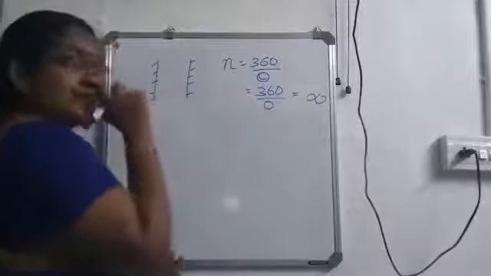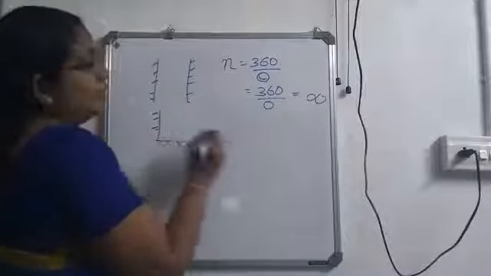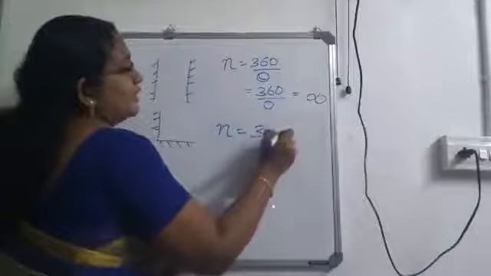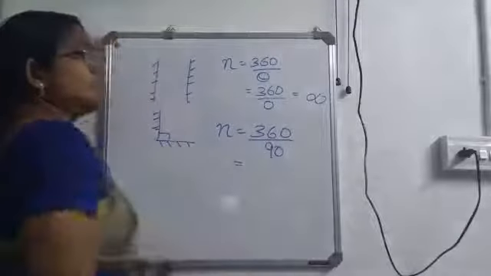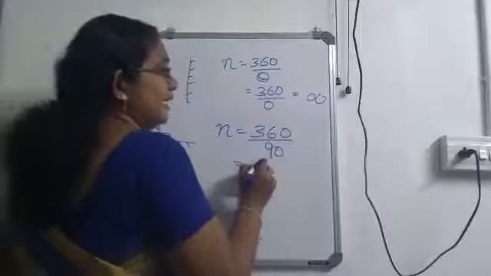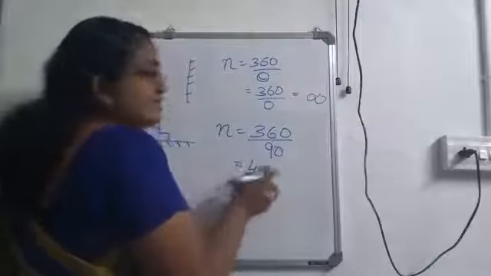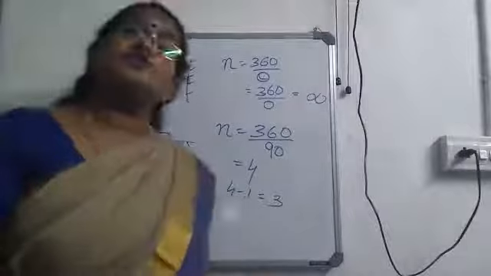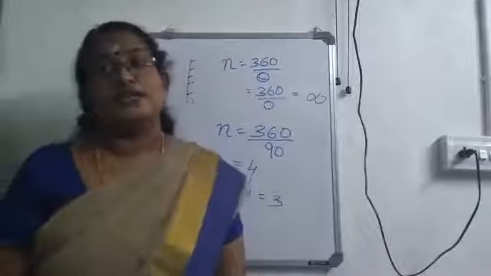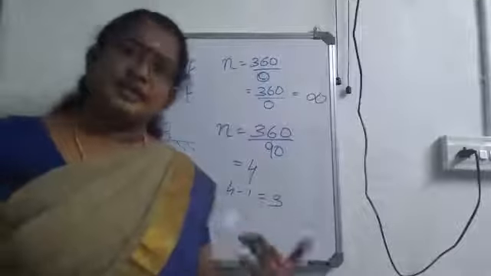Okay, now how many images will be formed when two mirrors are placed perpendicular to each other? If we are keeping two mirrors perpendicular to each other, n is equal to... perpendicular means how much will be the angle in between? It will be 90 degrees, isn't it? So how much is 360 by 90? It is 4, isn't it? So you are getting n as 4. Since it is an even number, what do you have to do? 4 minus 1, which is equal to 3. So if two mirrors are placed perpendicular to each other, 3 images are formed.